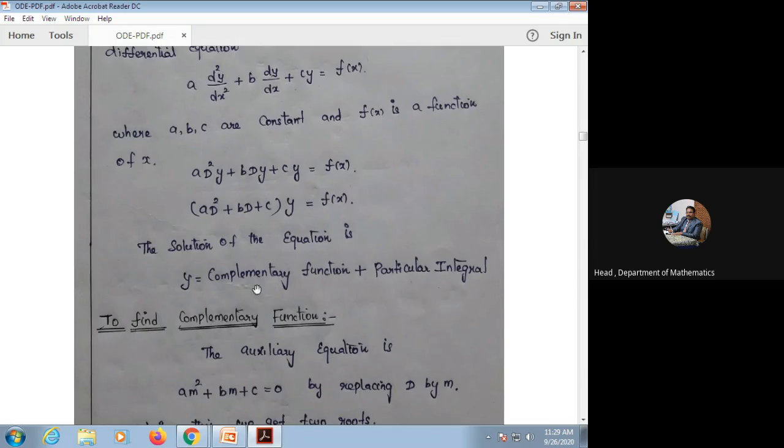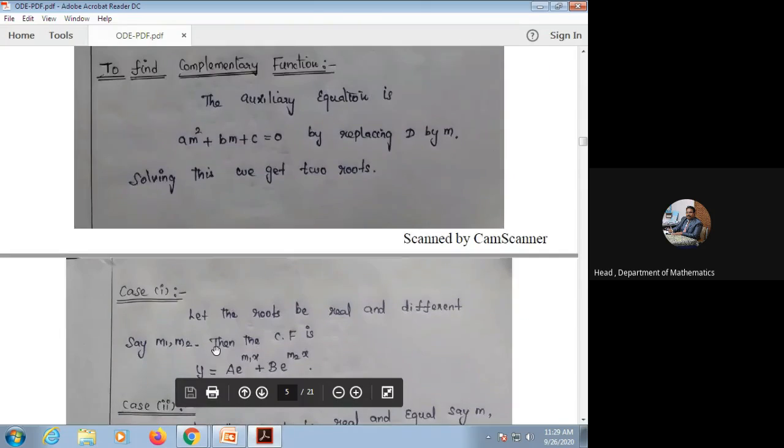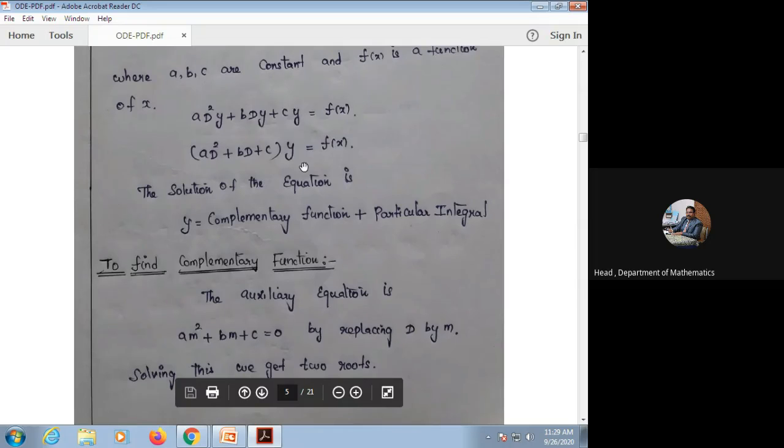We have to find the complementary function. There are three cases: case 1, case 2, case 3. To find the complementary function, first you have to write the auxiliary equation for the given equation. The auxiliary equation is obtained by putting capital D equal to m in the above equation: a m squared plus b m plus c equal to 0. Don't take the right hand side for calculating the complementary function, only put 0. Therefore, replacing D by m, we get a m squared plus b m plus c equal to 0.